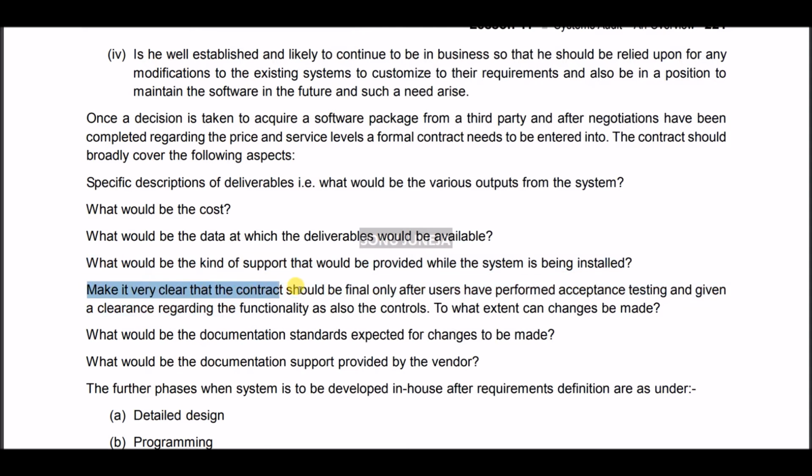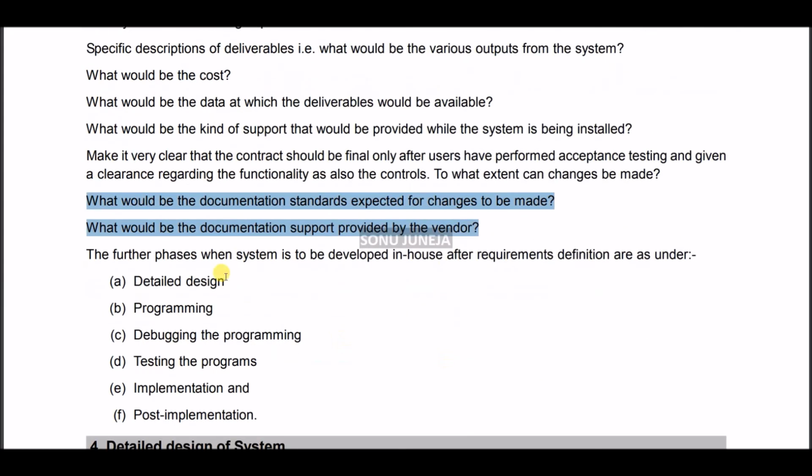Make it very clear that the contract should be final only after users have performed the acceptance testing and given clearance regarding the functionality and also the controls, and to what extent changes are being made. What would be the documentation standard expected for the changes to be made? What would be the documentation support provided by the vendor?